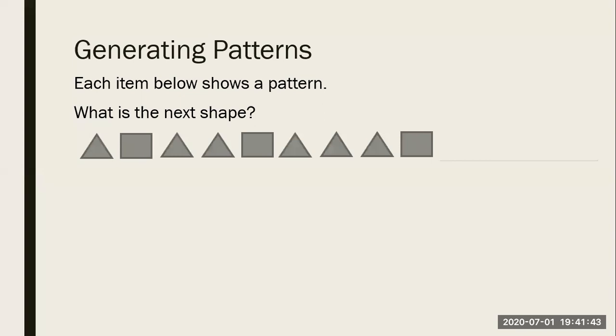So, generating patterns. Each item below shows a pattern. What is the next shape in this pattern or pictures? Okay, so the answer is 4 triangles. Okay, so pattern. Paano ang pattern?